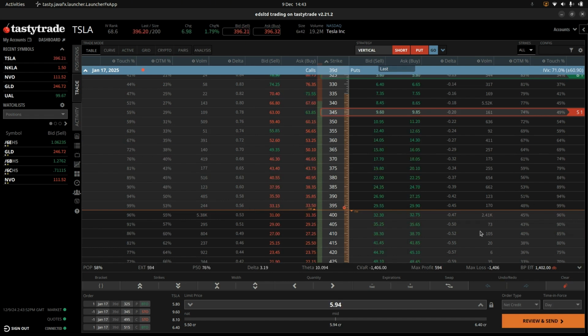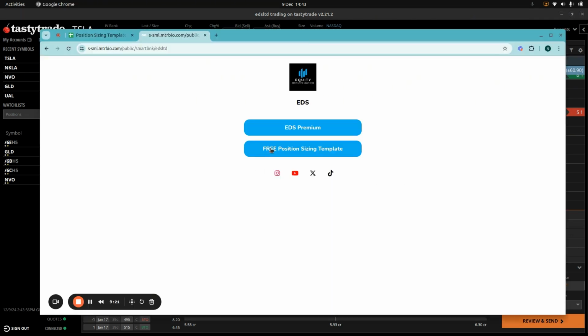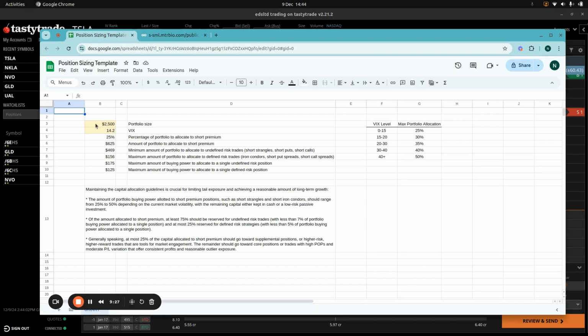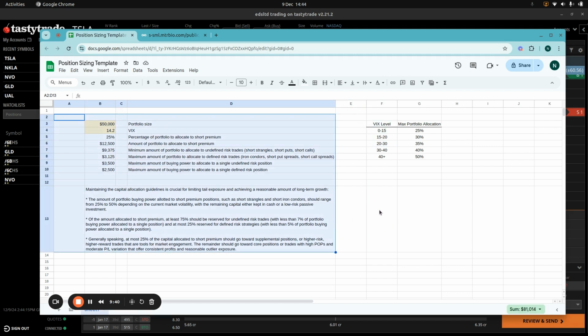Now, how do you know how much buying power you should be allocating to your positions? Well, we've created a free position sizing template. Link is in the description. Just click this button here. And this is what it looks like. So you enter in the size of your portfolio. Let's say it's $50,000. You're entering what the current VIX level is. I think it is around 14 right now, so we'll leave it at that. And then everything will be calculated for you automatically.